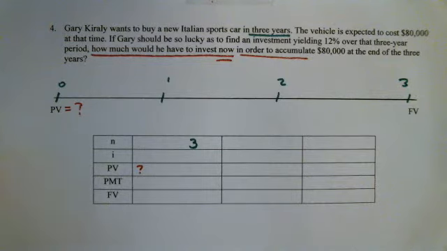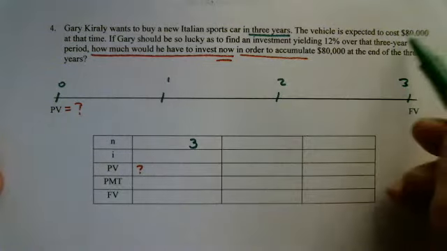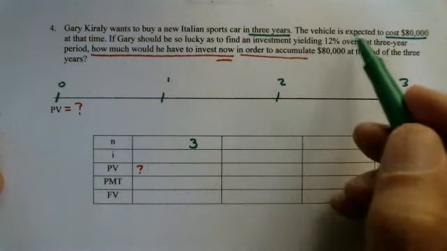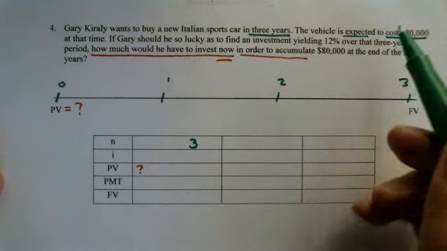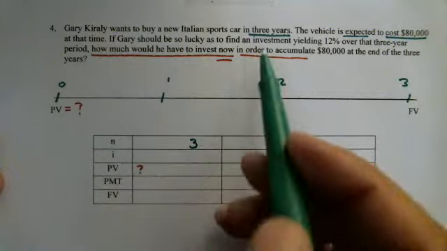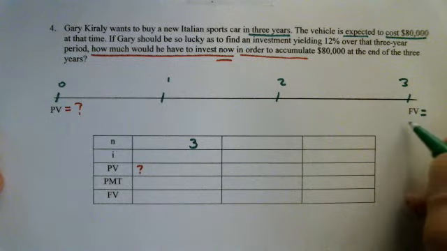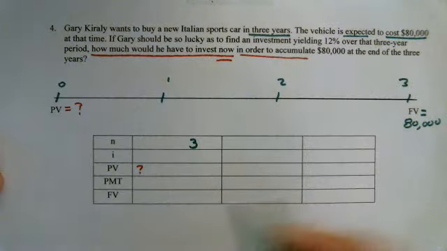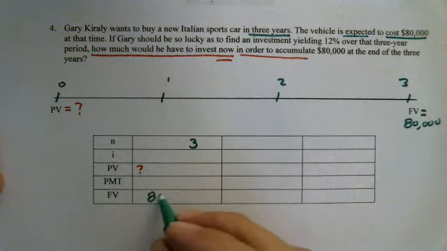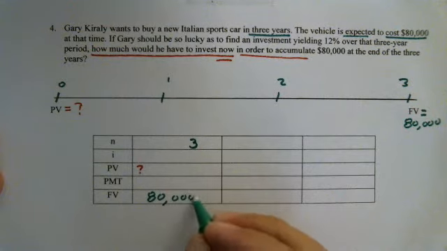The next sentence says the vehicle is expected to cost $80,000 at that time. At that time meaning 3 years. And so that would be my future value, $80,000. That's going to be a positive because he will be getting the car. The car is what is worth $80,000.